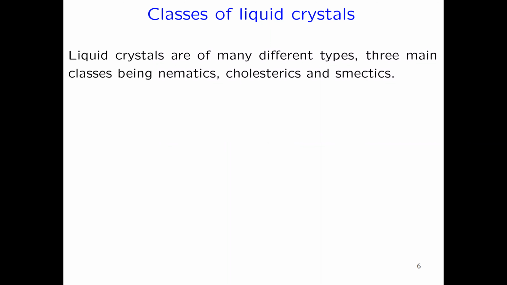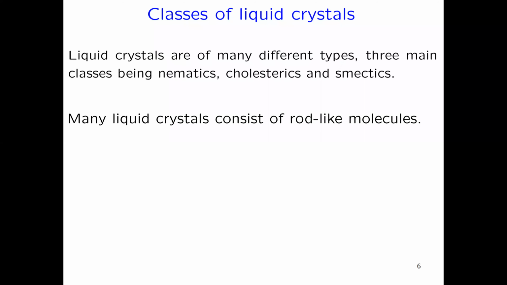Okay, so there are various classes of liquid crystals. The three main types, or three main possible phases, are nematics, cholesterics, and smectics. Now, many liquid crystals consist of rod-like molecules.